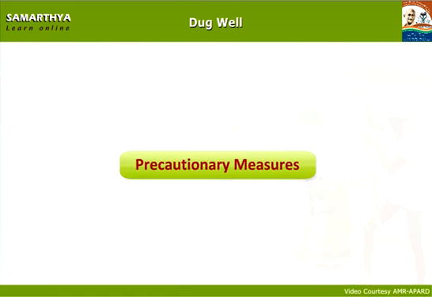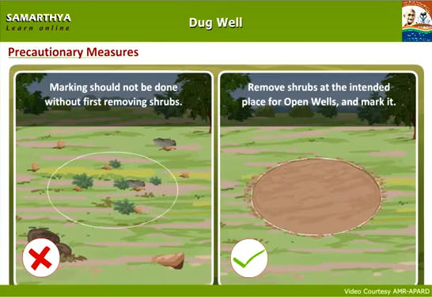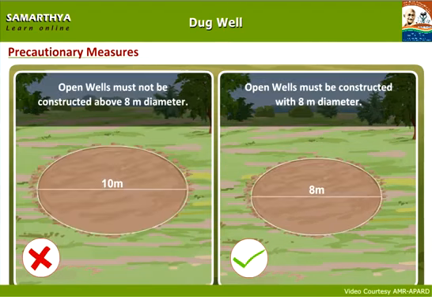Precautionary measures to be taken in construction of open wells. Marking should not be done without first removing shrubs. Remove shrubs at the intended place for open wells and mark it. Open wells must not be constructed above 8 meters diameter. Open wells must be constructed with 8-meter diameter.